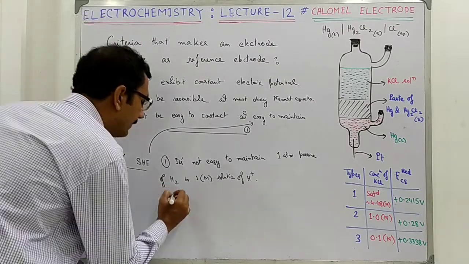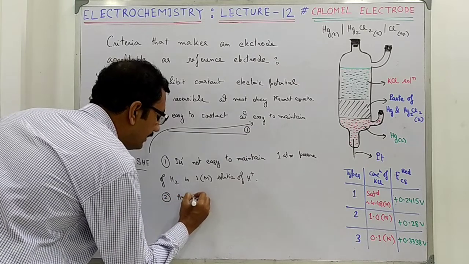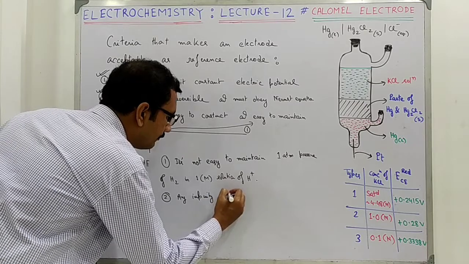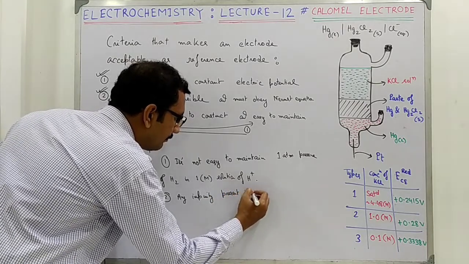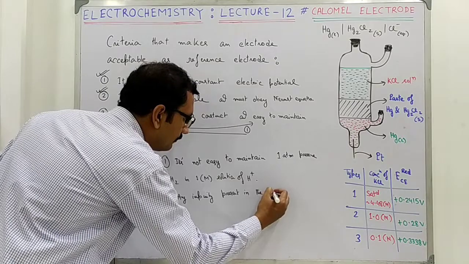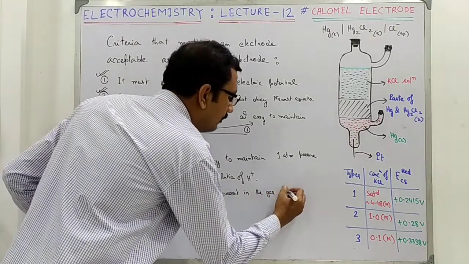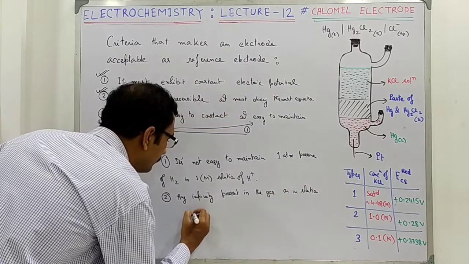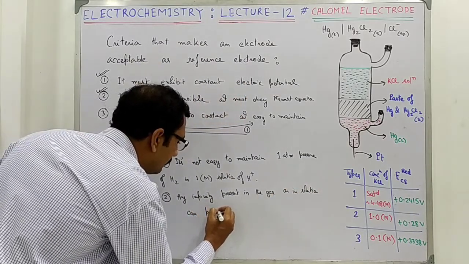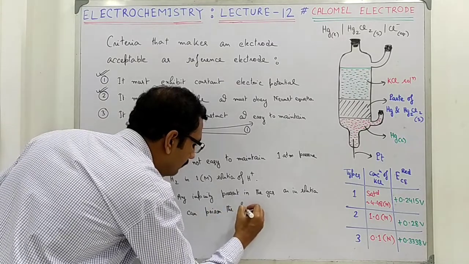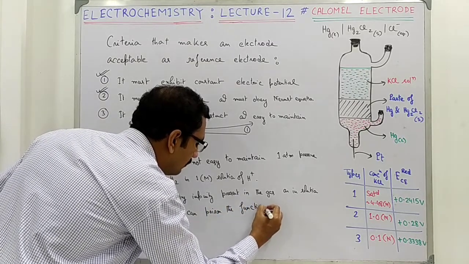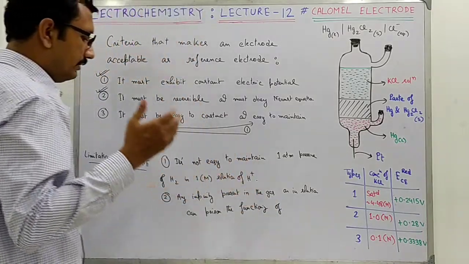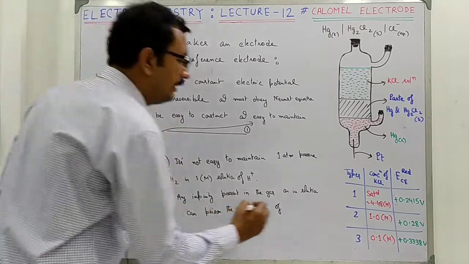Second problem is that any impurity present in the gas or in solution can poison the functioning of the platinum electrode.